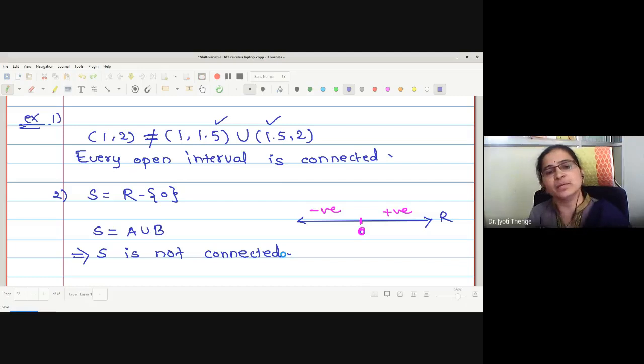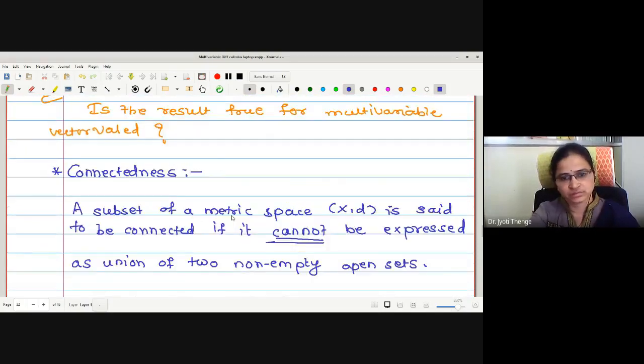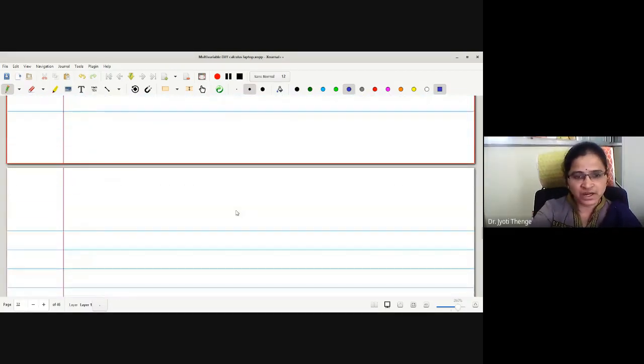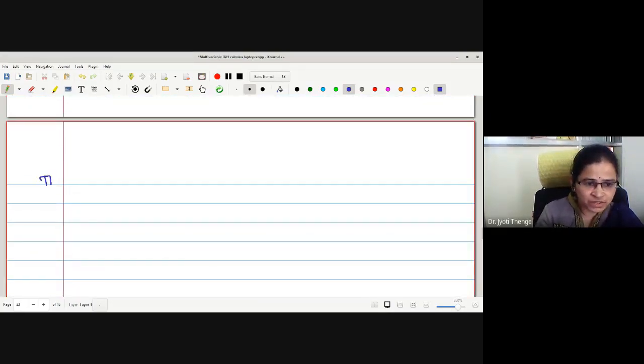Connected is compact and complete. That is also true. But if I want to understand the definition of connected, this is a simple way to understand. Is it okay? Now, on this connectedness, we have one theorem which we are going to use while proving the given statement. But this theorem we are going to take without proof. The theorem says that every open connected set is polygonally connected.